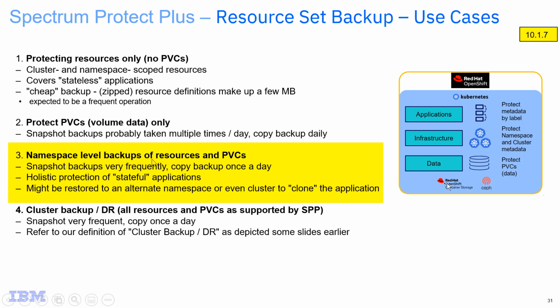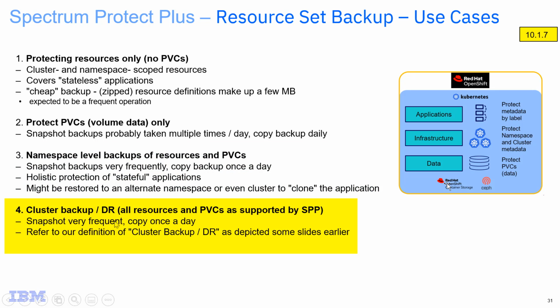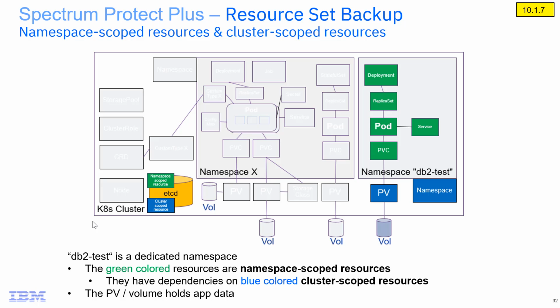So you could do that namespace level backup of your resources and PVCs, or you could even take it a step further and do a cluster backup of all the resources and PVCs inside of your environment. The next few slides might be redundant to people who are already familiar with OpenShift and Kubernetes, but this is just kind of a level set for those people new to it.